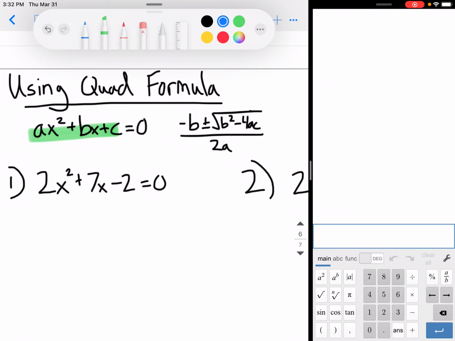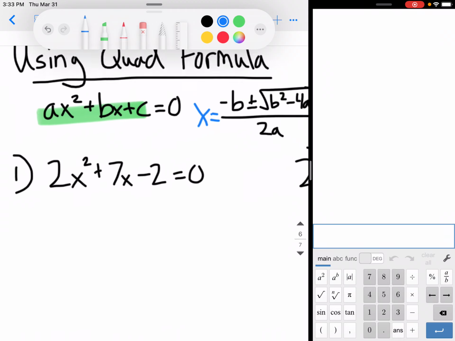Now, what the quadratic formula does for us is help us find solutions for our quadratic equation when we set it equal to 0. And we want to use it whenever we cannot factor or solve by taking the square root. It's just a formula where we plug and chug in a bunch of numbers. Once we get used to it, it gets a little bit easier. Okay, so let's take a look at some examples right here below us.